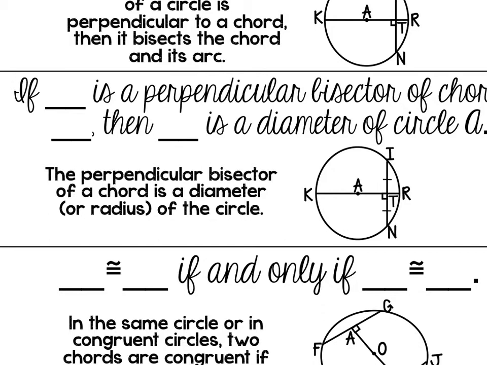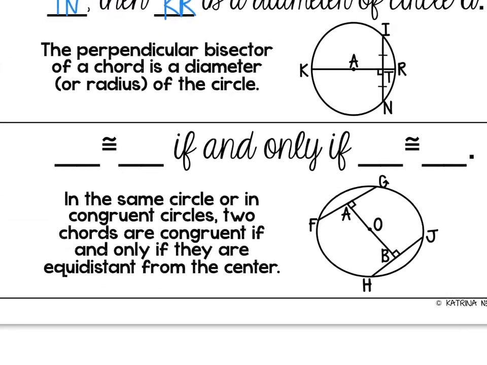This one will be if KR is the perpendicular bisector of chord IN, then KR is the diameter of the circle. So the perpendicular bisector of a chord is a diameter, or a radius.